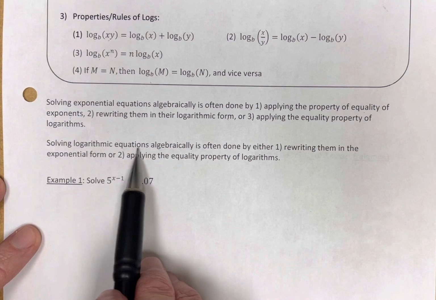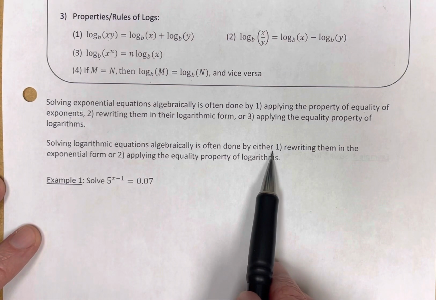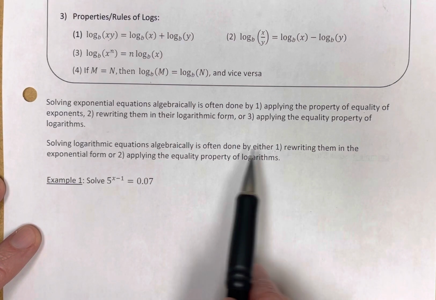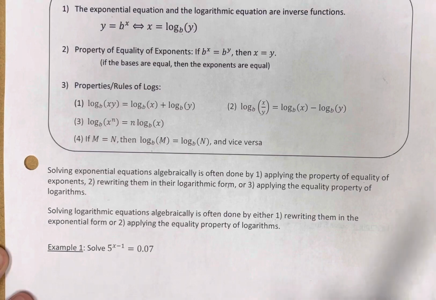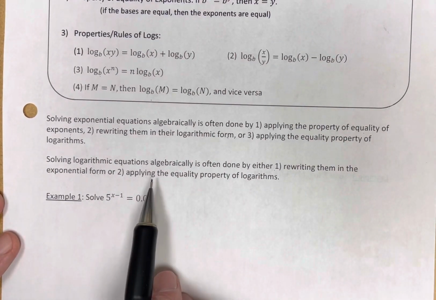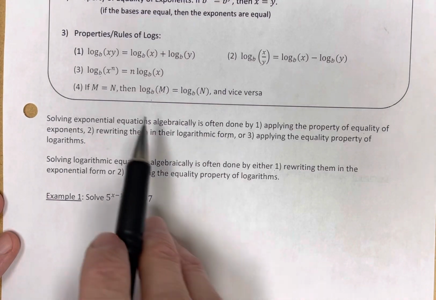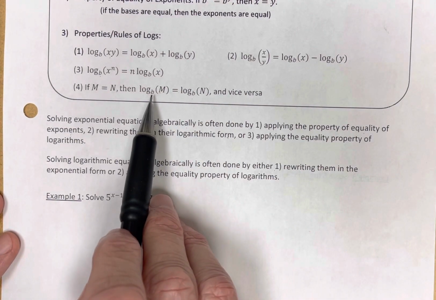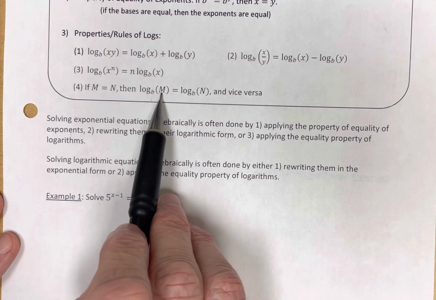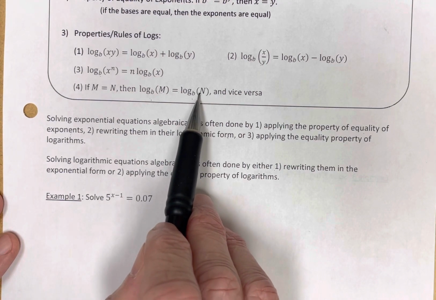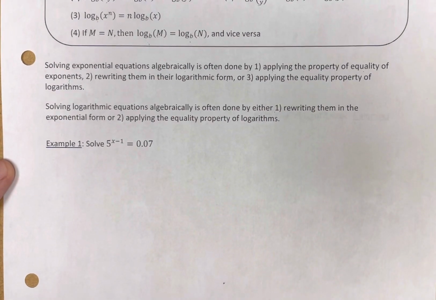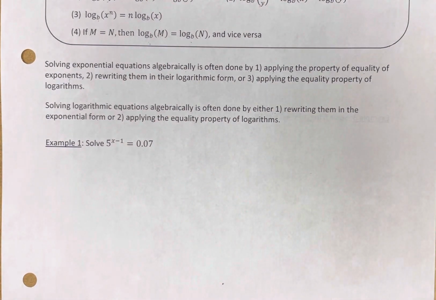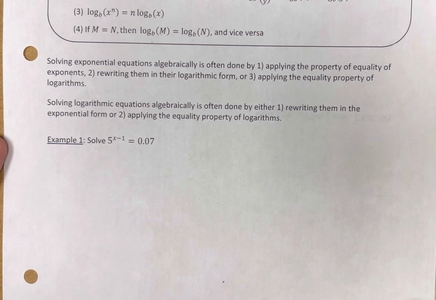Solving logarithmic equations algebraically is often done by either 1, rewriting them in their exponential form, and again, that's right up here, or 2, applying the equality property of logarithms, which is this one. In this case, it would be if log base b of m equals log base b of n, then we can say that m is equal to n. Let's get started. I've got a number of examples lined up for you so you can get plenty of practice in.